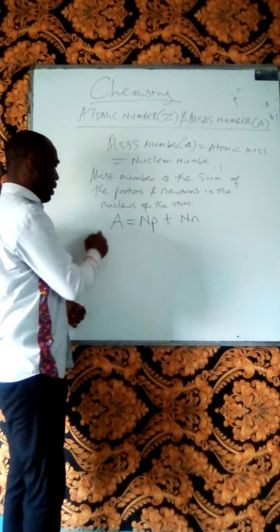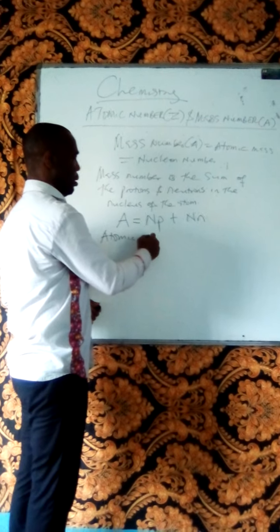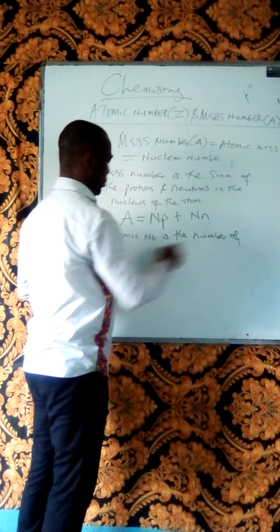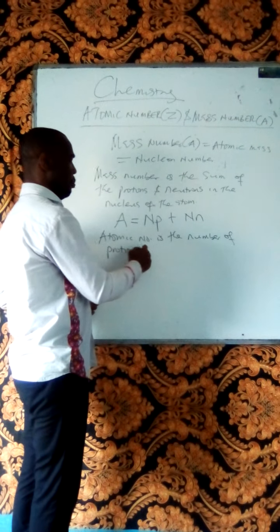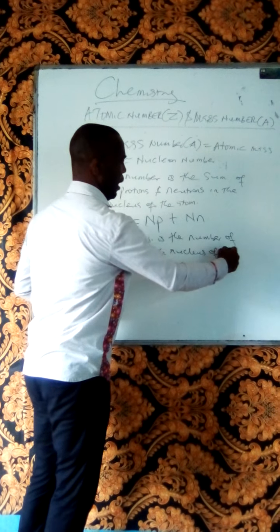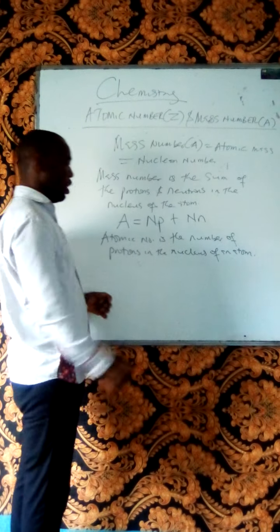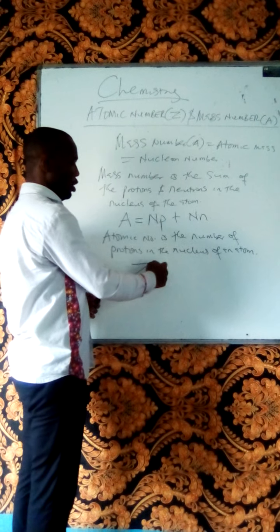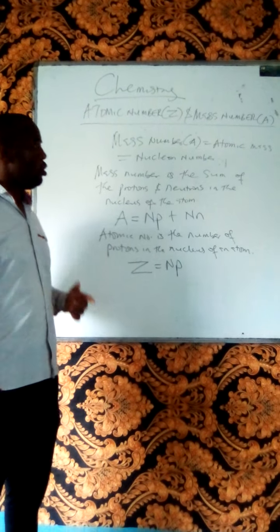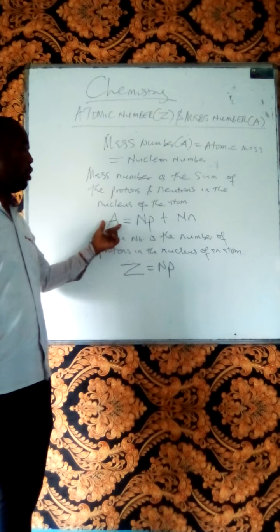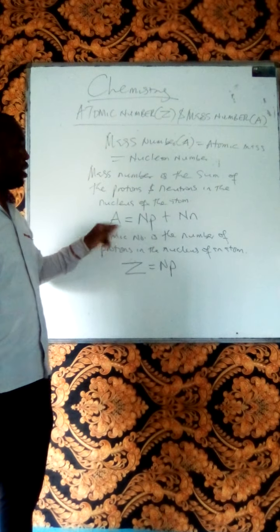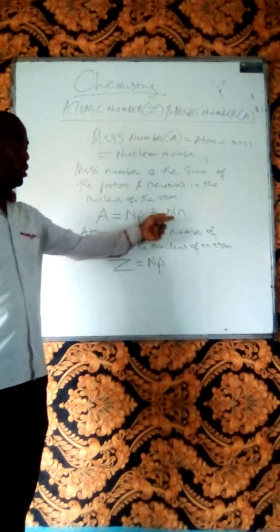Atomic number is defined as the number of protons in the nucleus of an atom. So we can say that atomic number, represented as Z, is equal to Np, where Np denotes number of protons. So little wonder why the mass number is always bigger than the atomic number. The atomic number refers to one item, which is the protons, while the mass number is the sum of two items, which are protons and neutrons.